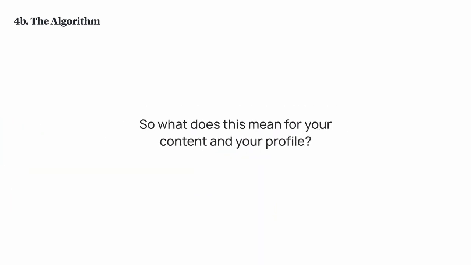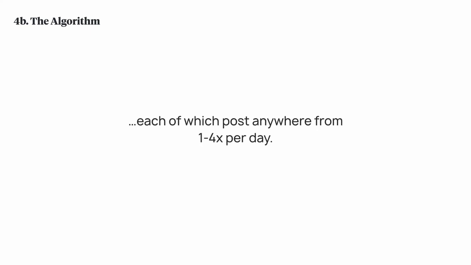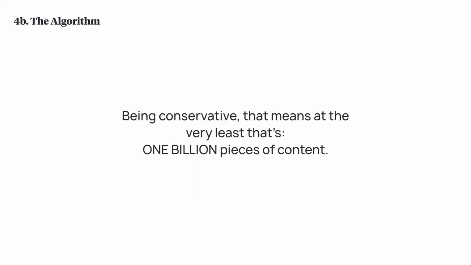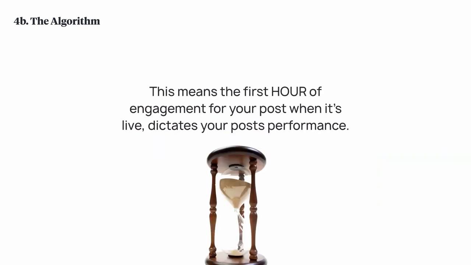So what does that mean for your content and your profile? If Instagram has 1 billion daily active users, each of which posts anywhere from 1 to 4 posts a day, then being conservative, that's at the very least 1 billion pieces of content that Instagram needs to figure out how to maximize the most value from, so that people stay on the platform as long as possible. So Instagram, which values quality content, and quality in quotation marks, has to sort through that content to make sure that their users are actually engaged.